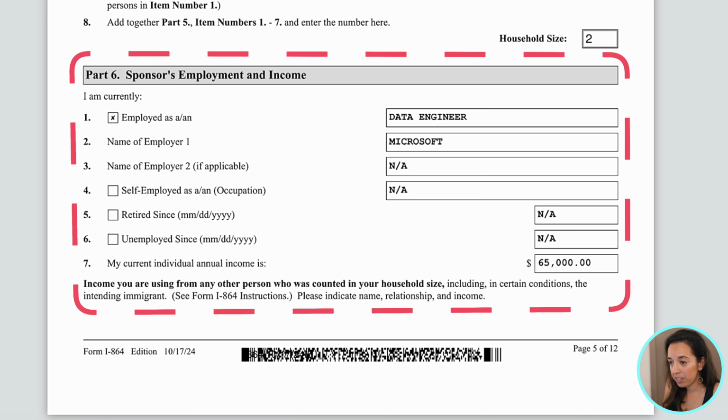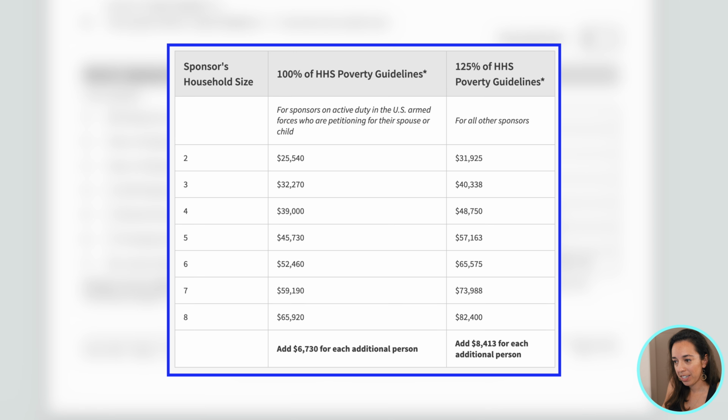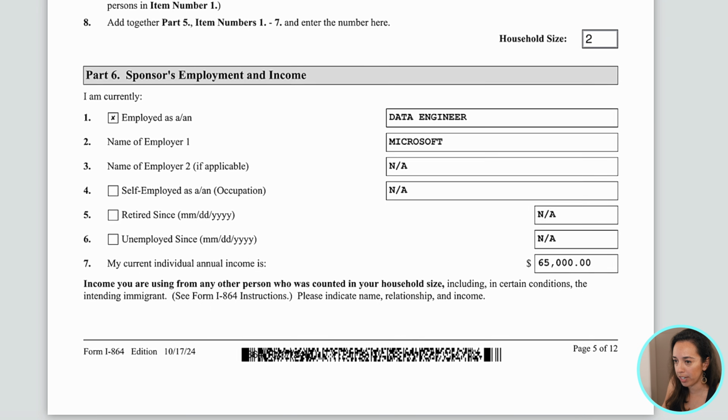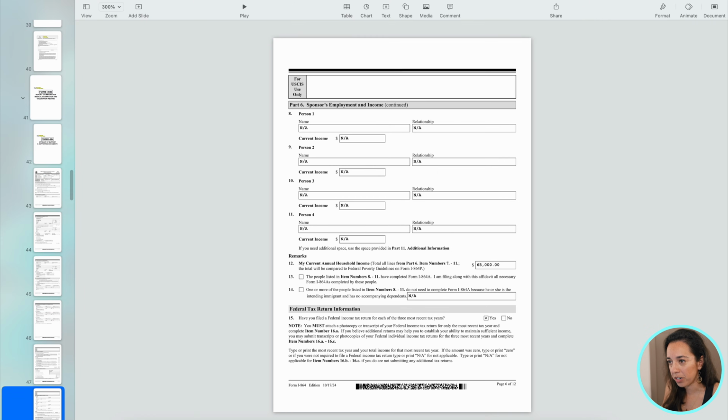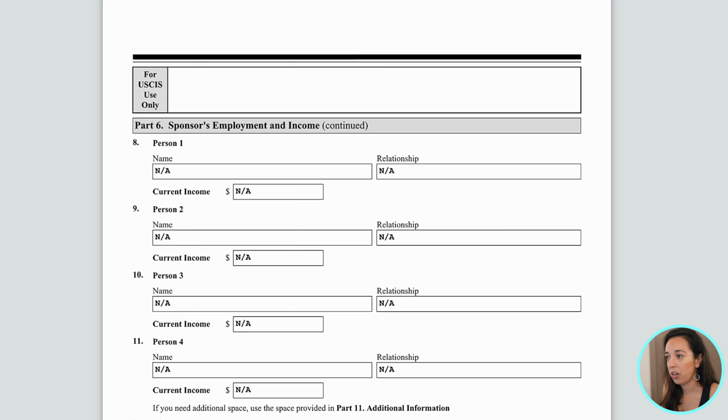Now, everyone's circumstances are different, but we meet the federal poverty guidelines for income requirements. So we don't need a joint sponsor, and I'm able to financially support my husband, beneficiary, without any additional support. So therefore, as it's only my income that we're using, then on the next page for questions 8, 9, 10, and 11, we wrote NA.